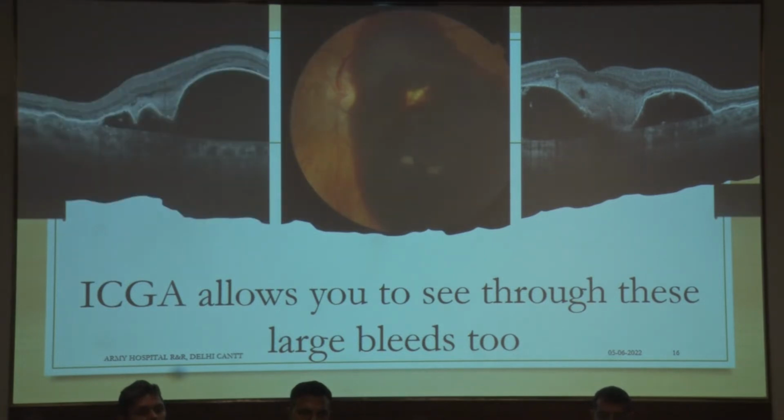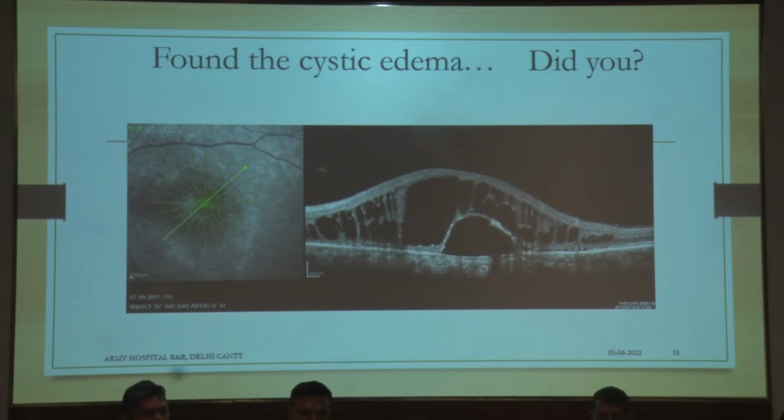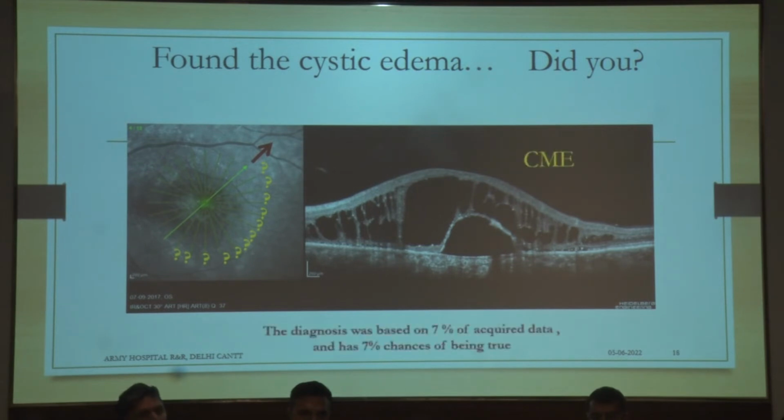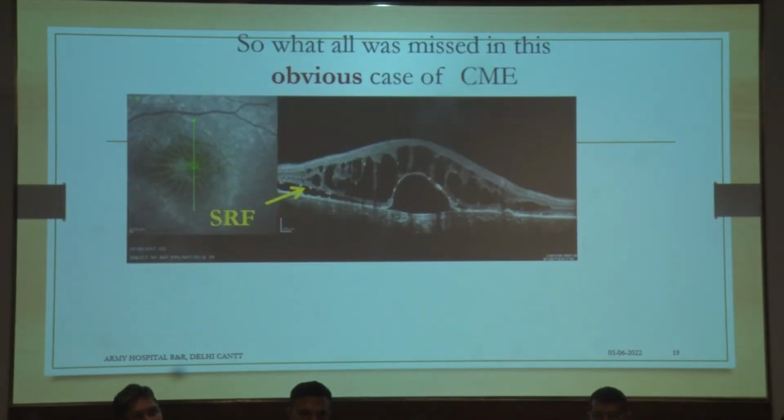So these are tense PEDs seen on ICG. The masqueraders: now don't miss the CME for PCV. This is very important. Here, if you see this, you will just label this as a case of cystic edema. Will you not? You just see one scan and you start thinking in terms of a cystic edema. Now, the moment you change the direction of your scan and scan in other directions, you start seeing something different. What is that? You see an SRF and a PED. So your diagnosis has changed from a cystic edema to a case of PCV.